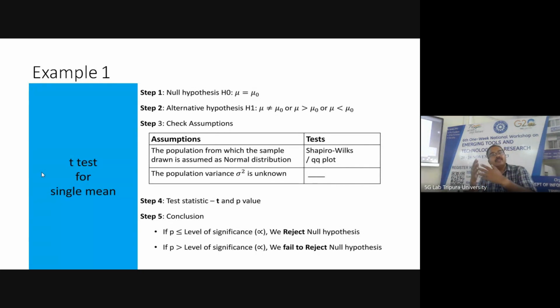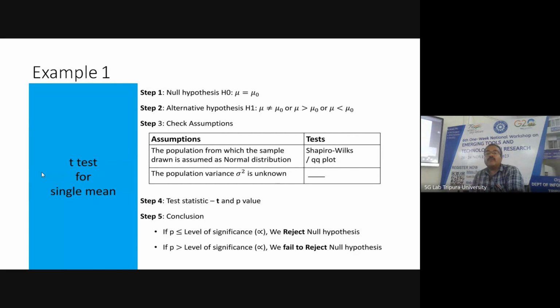And then they will see statistically whether the statement made by the tire company is acceptable or not. So mu greater than mu naught was the tire company's conjecture, that okay, fine, it will be more than 40,000 kilometers. The average lifetime of the tire is more than 40,000.